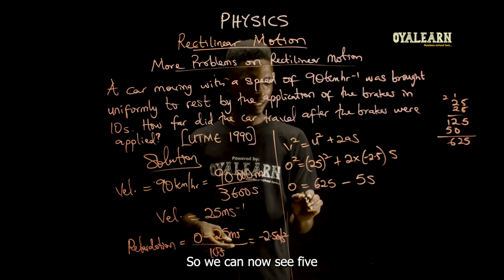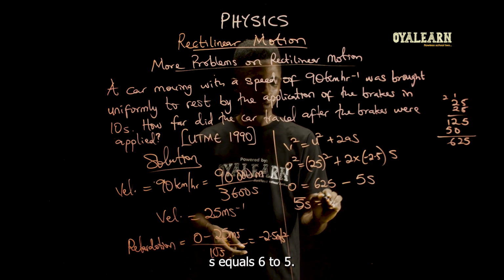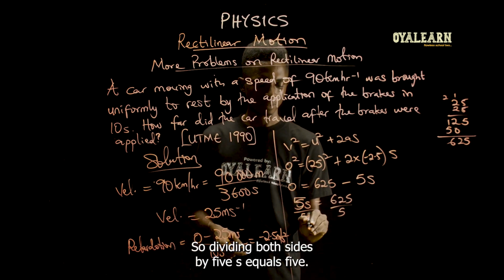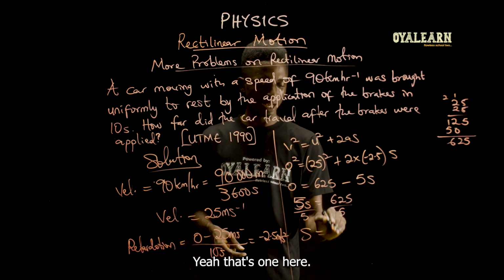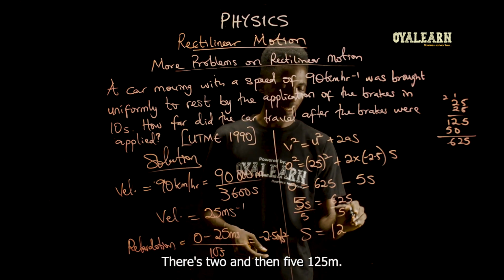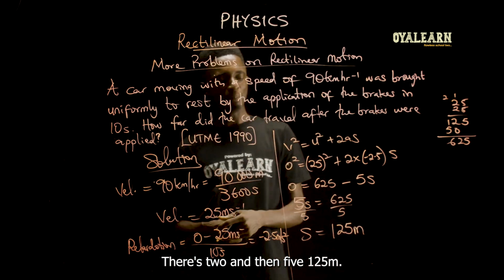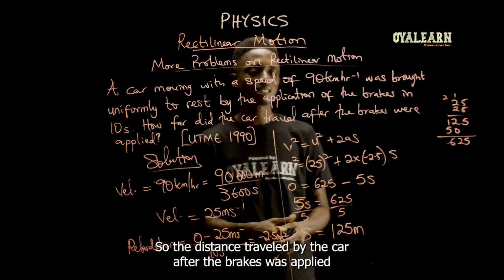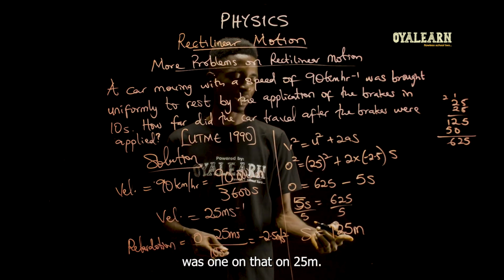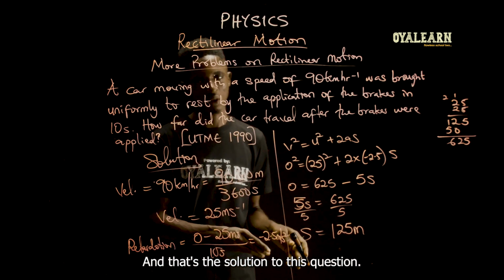So we can now say 5s equals 625. Dividing both sides by 5, s equals 125 meters. So the distance traveled by the car after the brakes were applied was 125 meters. And that's the solution to this question.